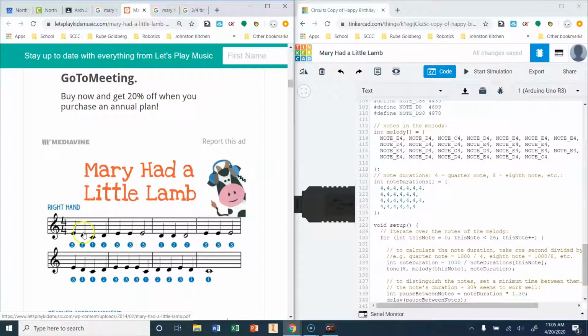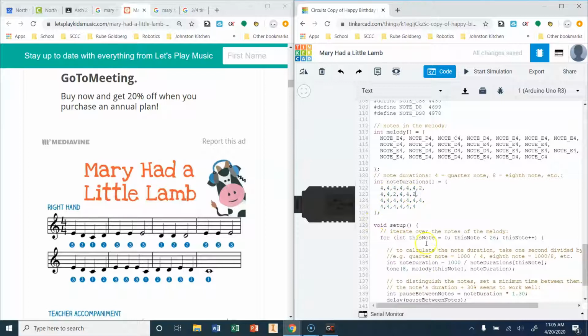This is 1, 2, 3, 4, 5, 6, 7th note, 1, 2, 3, 4, 5, 6, 7. This note is a half note. So I'm going to replace the quarter with a 4. And then we go into little lamb. That's this note here, little lamb, little lamb.